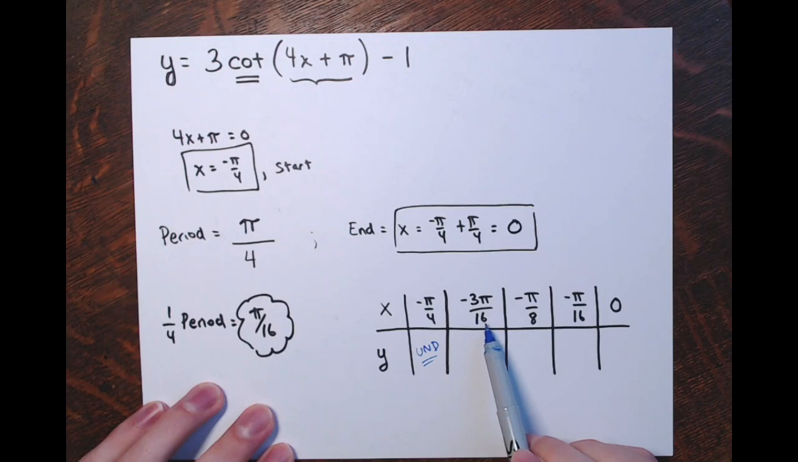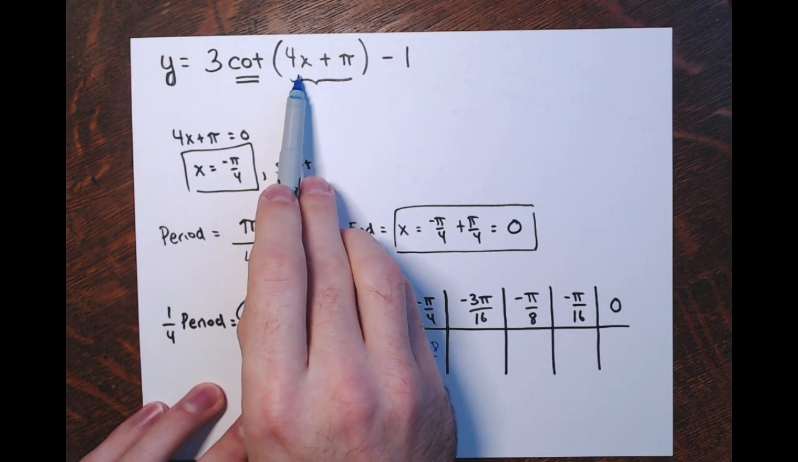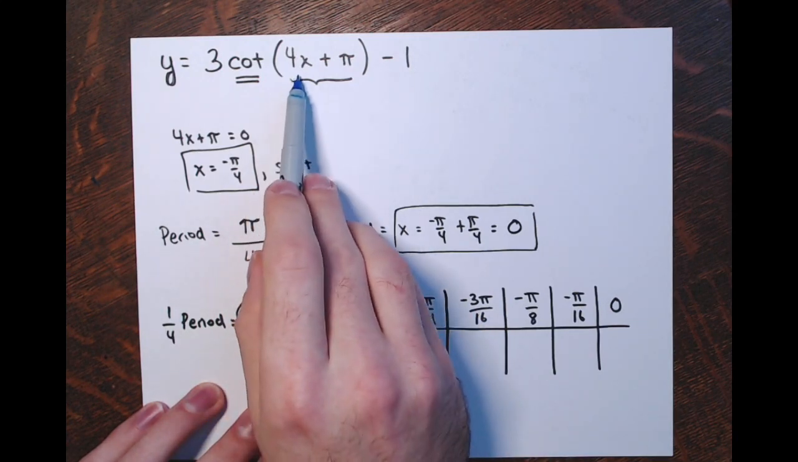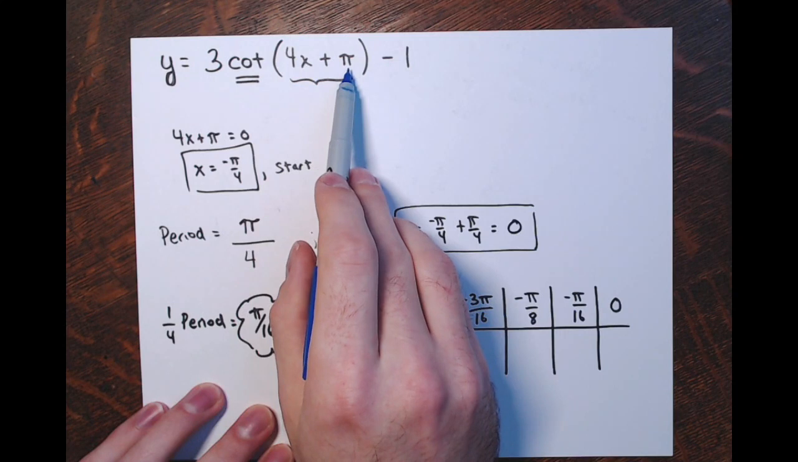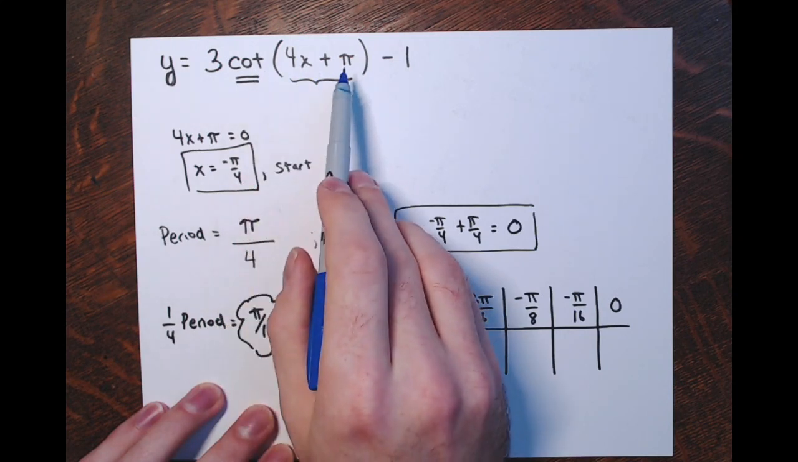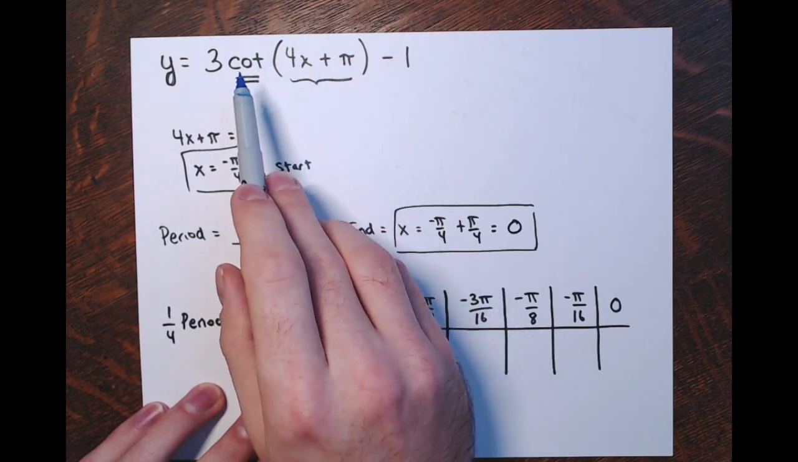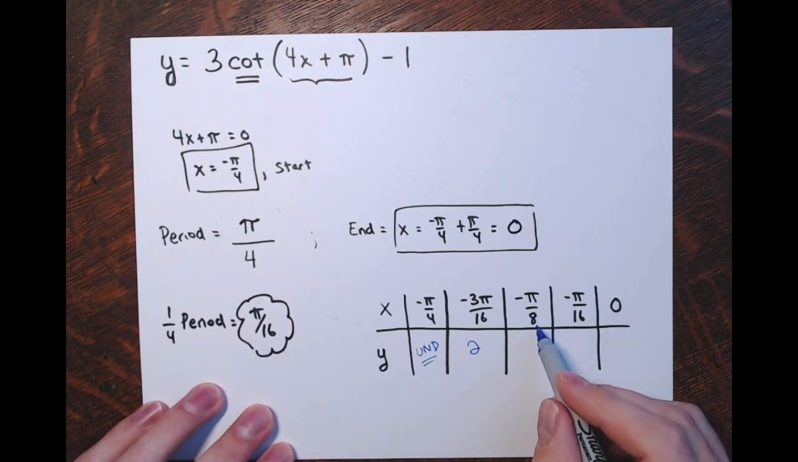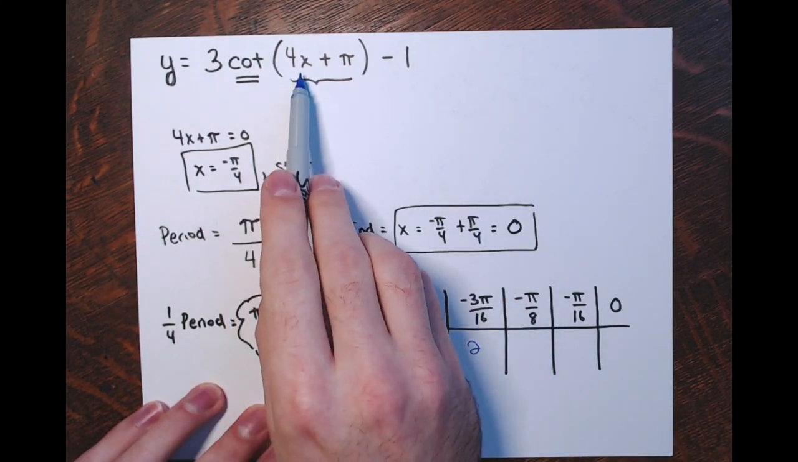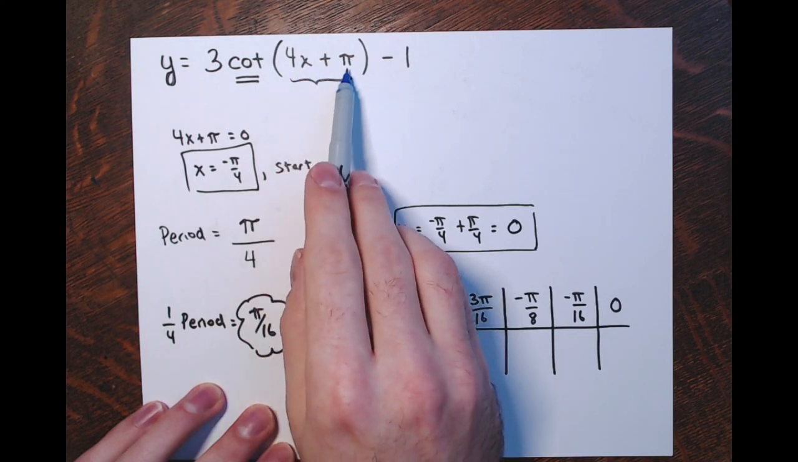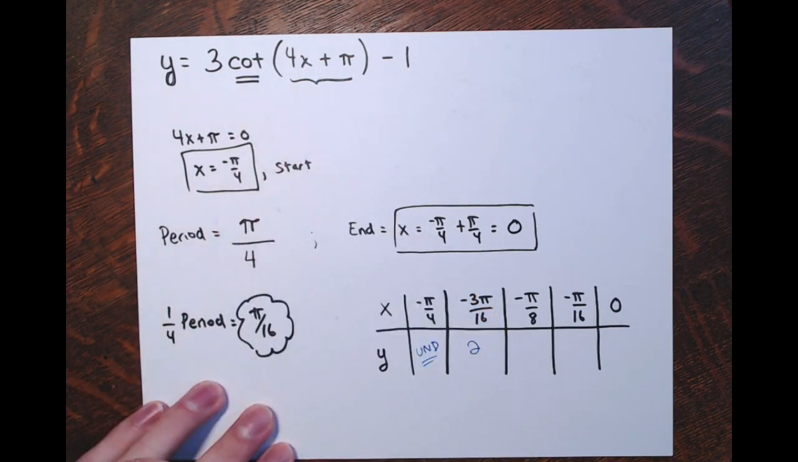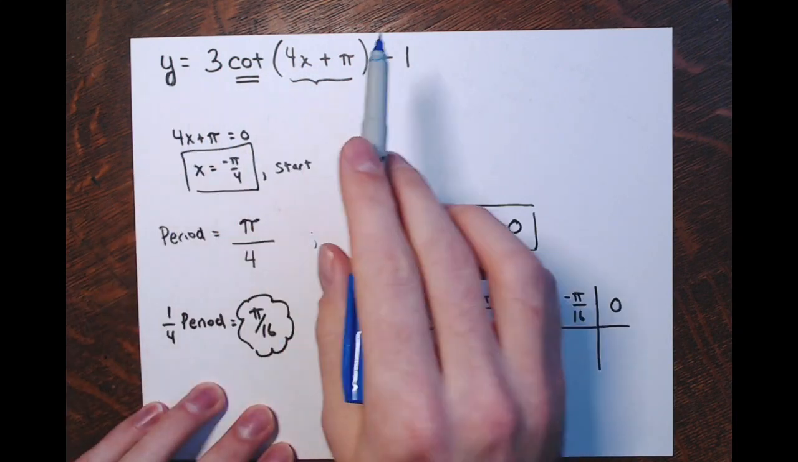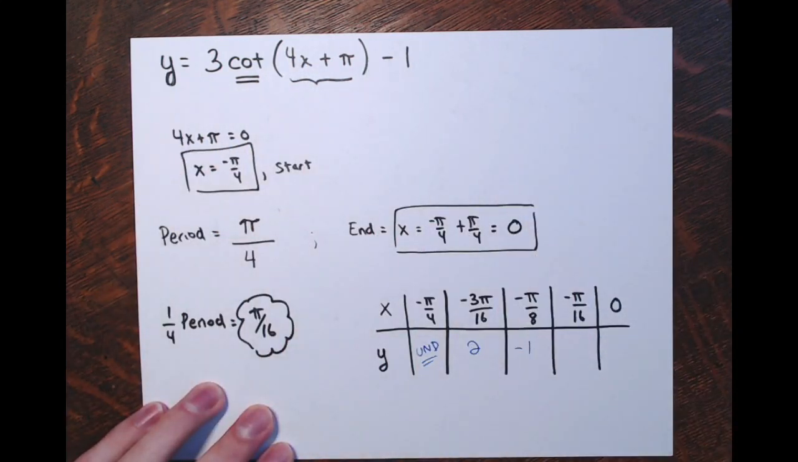When I plug in negative 3 pi over 16, well, that'd be negative 3 pi over 4, right? This times 4 would be negative 3 pi over 4 plus pi would be just pi over 4. And the cotangent of pi over 4 is 1, times 3 is 3, minus 1 is 2. Right, so again, output a 2 when I plug that value in. Negative pi over 8. 4 times that would be negative pi over 2, plus pi would be positive pi over 2. The cotangent of pi over 2 is 0. 0 times 3 minus 1 is negative 1.